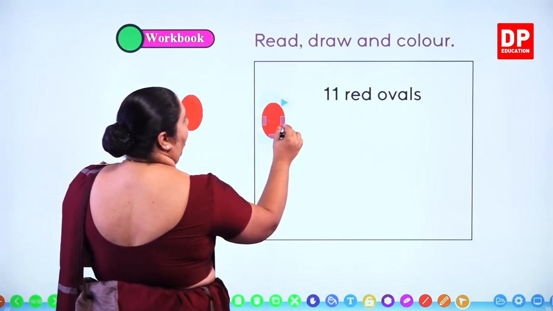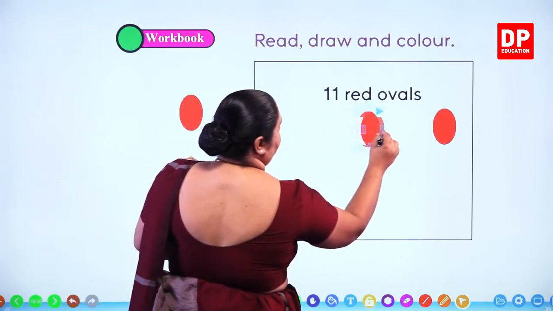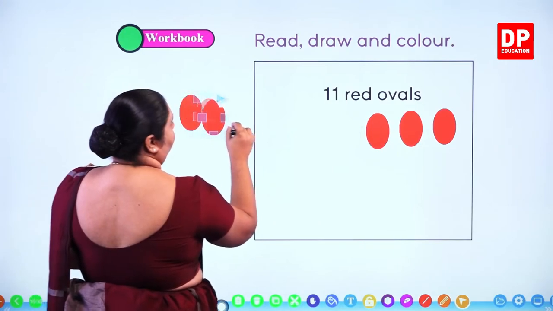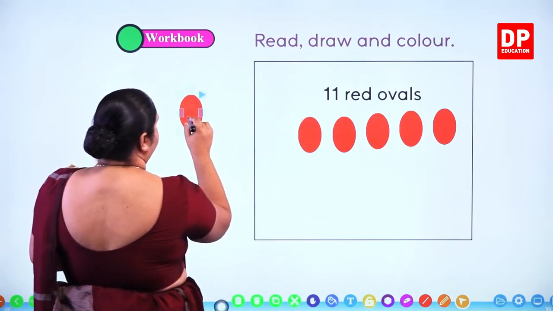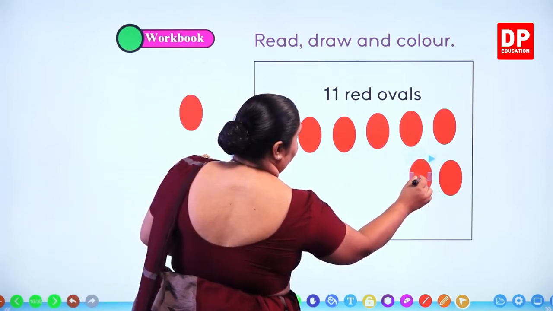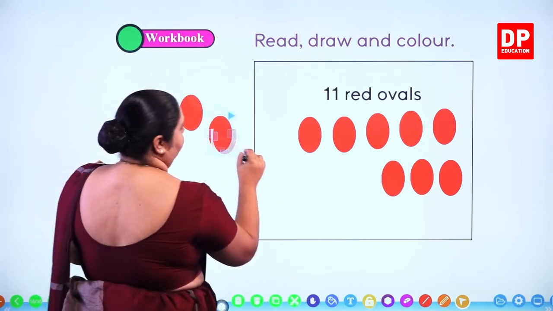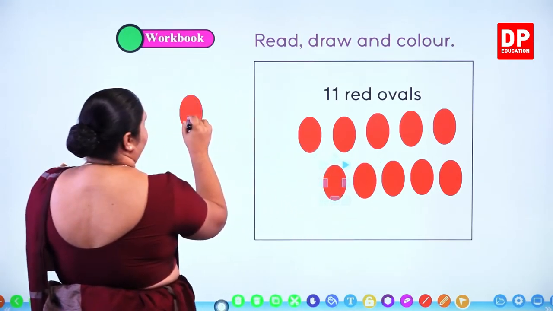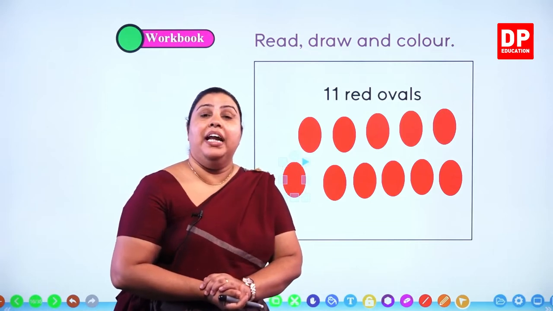Okay. 1, 2, 3, 4, 5, 6, 7, 8, 9, 10, 11. Right. Now I have my 11 red ovals.